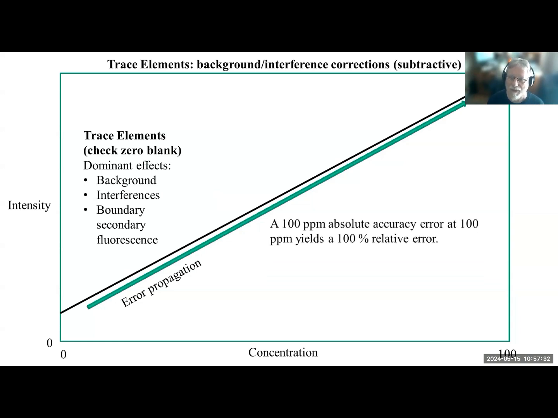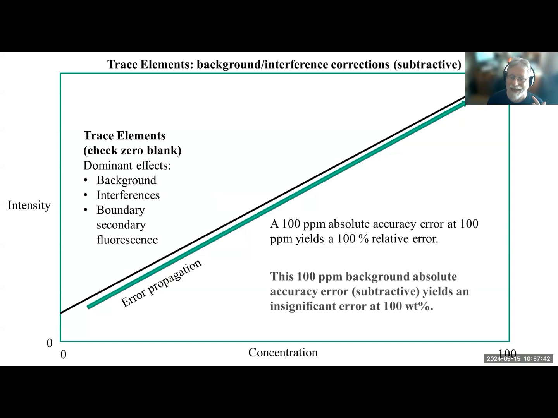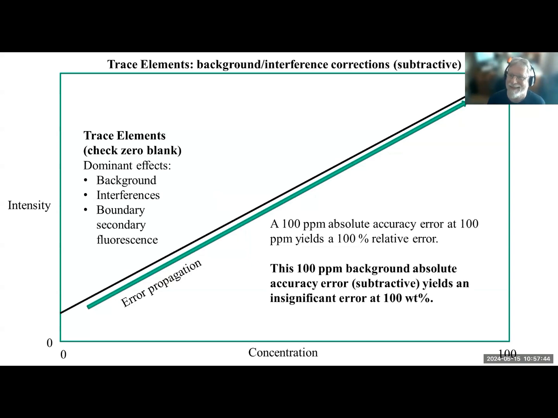And so a 100 ppm absolute accuracy error at 100 ppm yields 100% relative error. So if you're off 100 ppm in your background correction, you have 100% error at 100 ppm. But at 100 weight percent, it's essentially nothing. It's way smaller than any of the other effects that you're dealing with. So these background, interference, and boundary fluorescence effects are generally not important for major elements. There's always exceptions, but in general, this is a good rule of thumb.